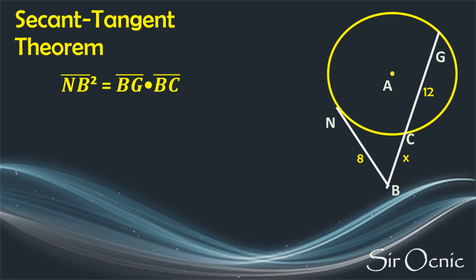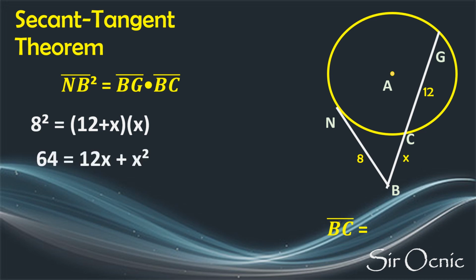BG times BC. By proper substitution, we will then have 8 squared is equal to 12 plus x times x. Again, the measure of segment BG is composed of the measure of segment GC plus the measure of segment BC. That is why it is represented by 12 plus x. Simplifying the equation, we will have 64 equals 12x plus x squared. Rewriting the equation in standard form, we will have x squared plus 12x minus 64 is equal to 0.